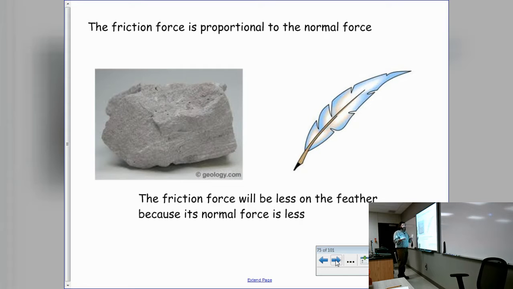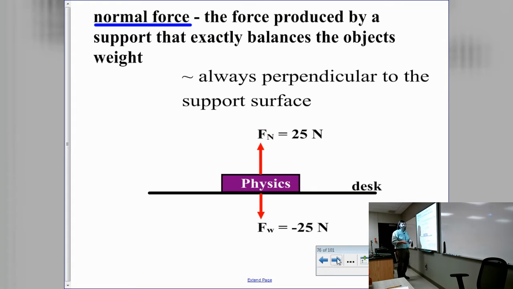And so again, if there are two identical objects, a better example would be a large rock and a small rock, there's going to be more friction force on the larger rock because there's more weight pulling it down, and in turn more normal force. To remind ourselves what normal force is: normal force is the force pushing back up on an object from the surface of that object.